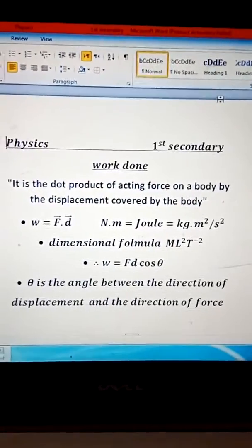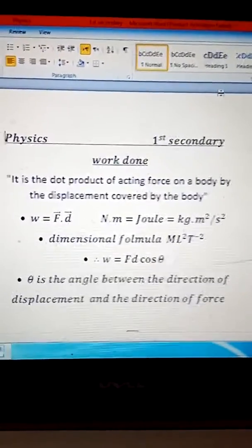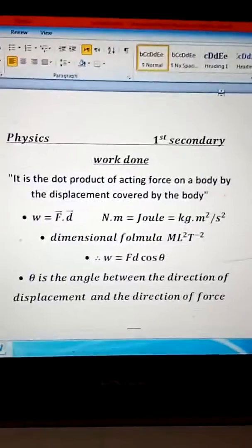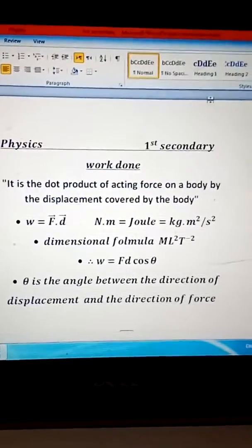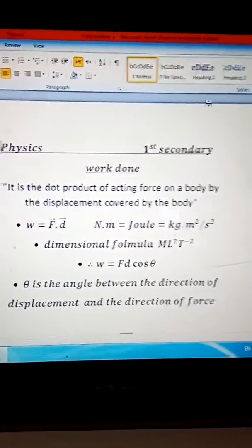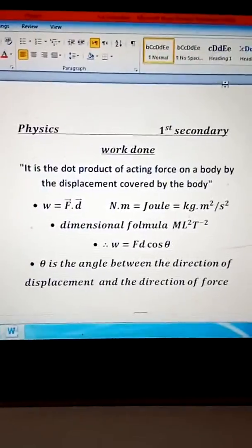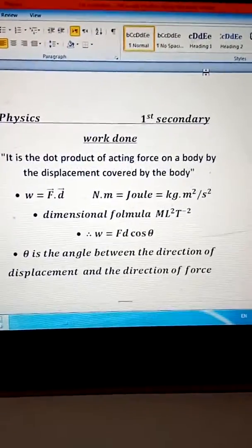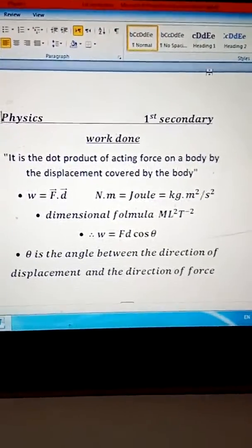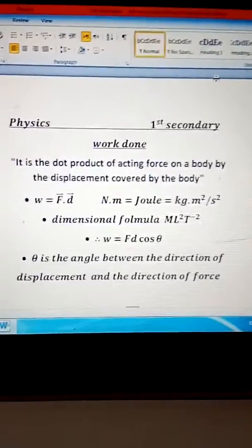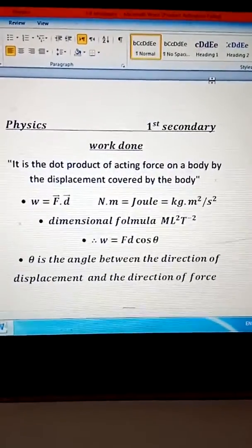Lesson 1 is the work done. What is meant by work done? If you are acting on a body by a force and you can displace the body from its position, then your force is doing work. So work done can be defined as the dot product of the acting force on a body by the displacement covered by the body.